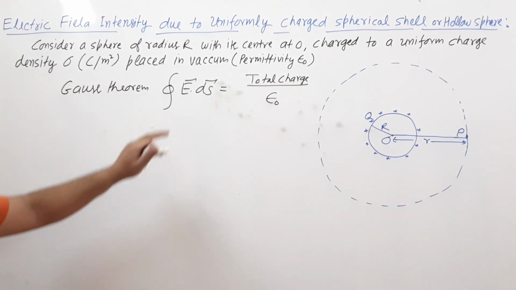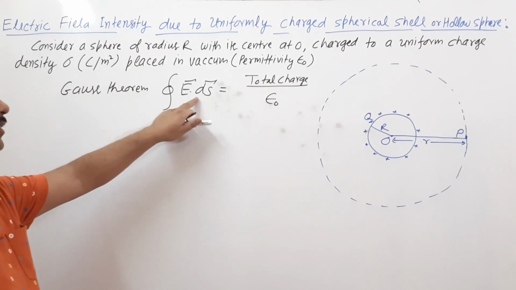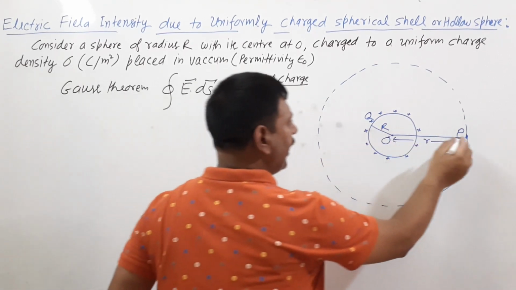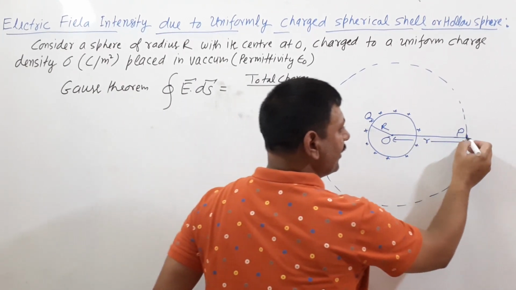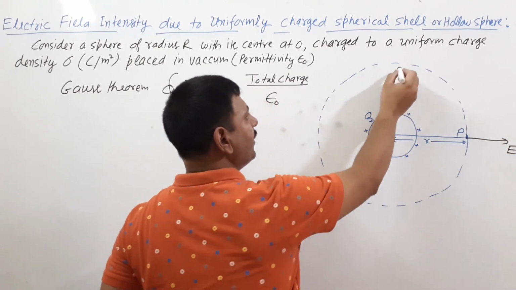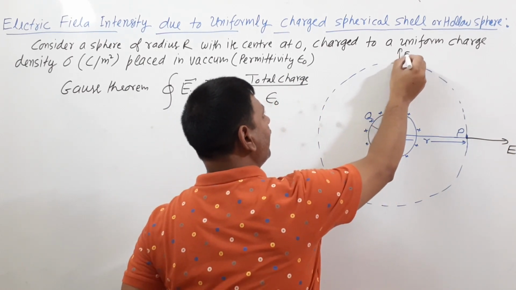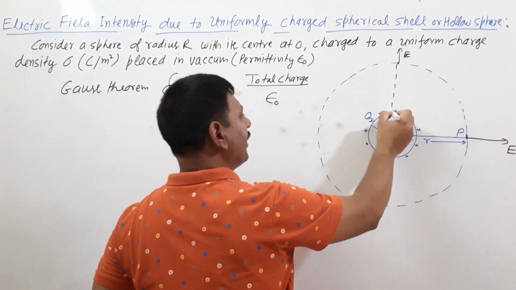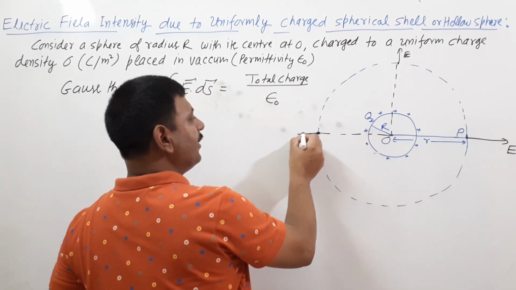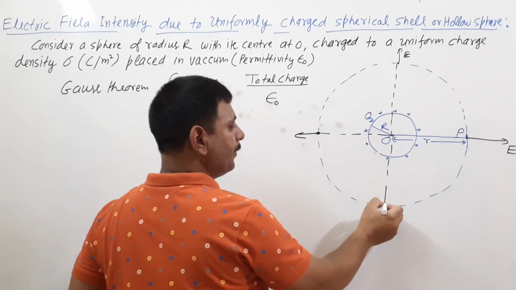Firstly, we are going to consider this E dot ds, total electric flux. If you see at point T, the direction of electric field will be radially outward. Here also, if you see, this is radially outward. We can see at any point this will be radially outward.